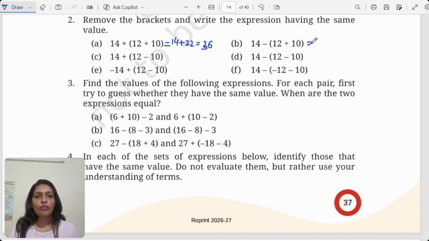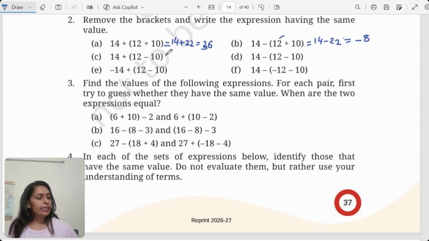Then 14 minus, now again if we solve the bracket, 12 plus 10, this is 22. And with integers, whenever we have two numbers with opposite signs, like one is positive and another is negative, what will happen to their value? The values get subtracted and the sign will come from the greater number. So if I solve, this is going to be 8. 22 minus 14 is 8, but 22 is greater, so 22 will have a negative sign.